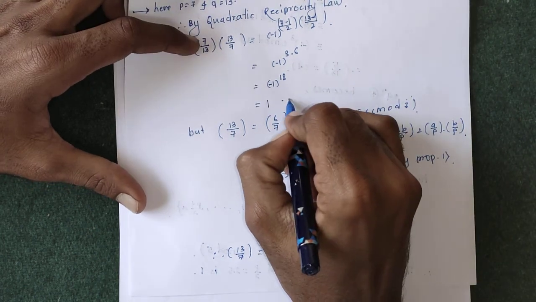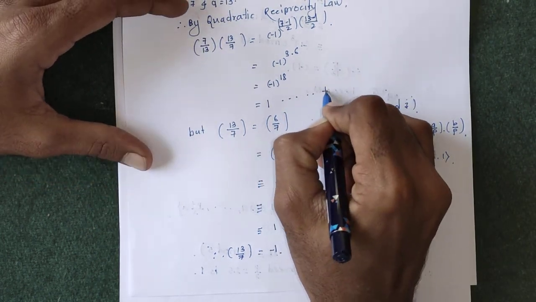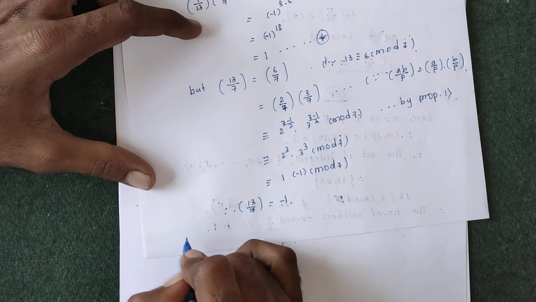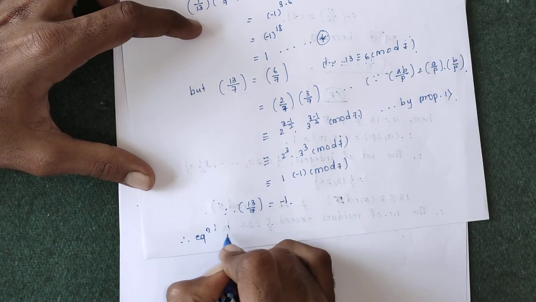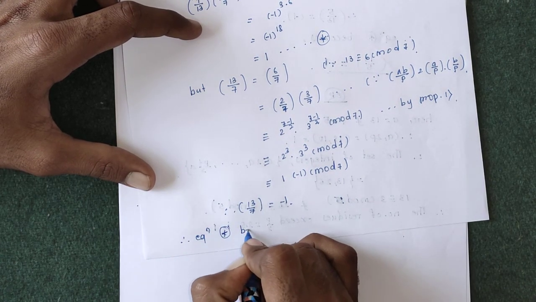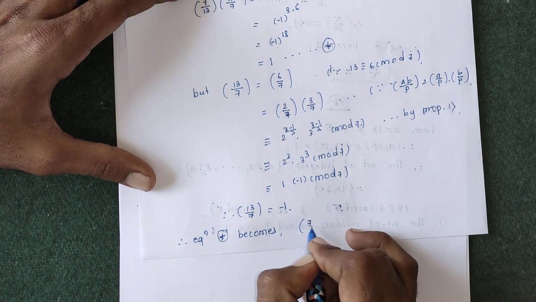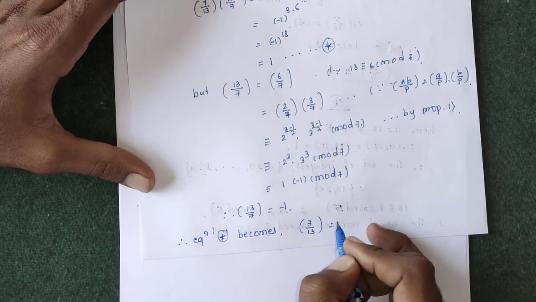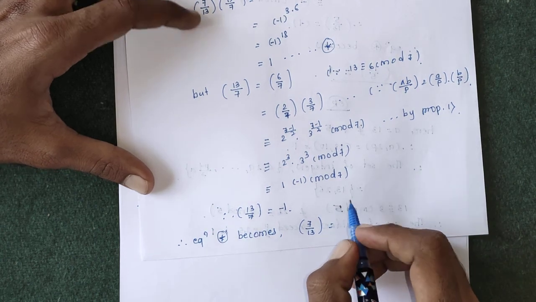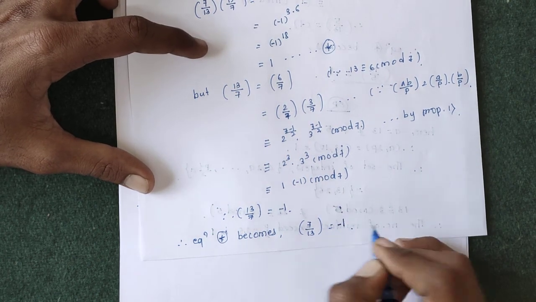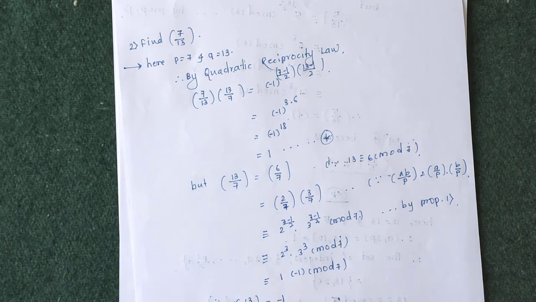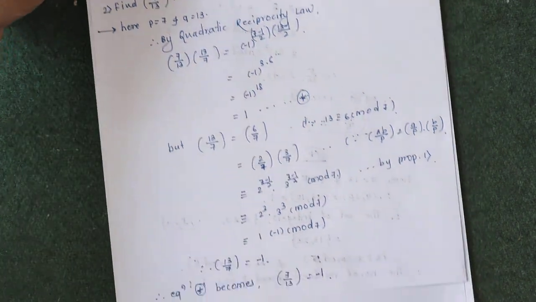Therefore, equation number star becomes the Legendre symbol of 7 and 13 is equal to 1 into minus 1, which is minus 1. Hence, this is the solution of this example by using the quadratic reciprocity law.